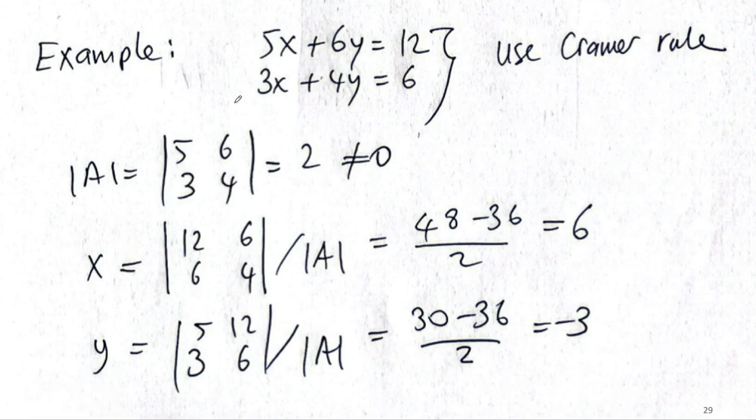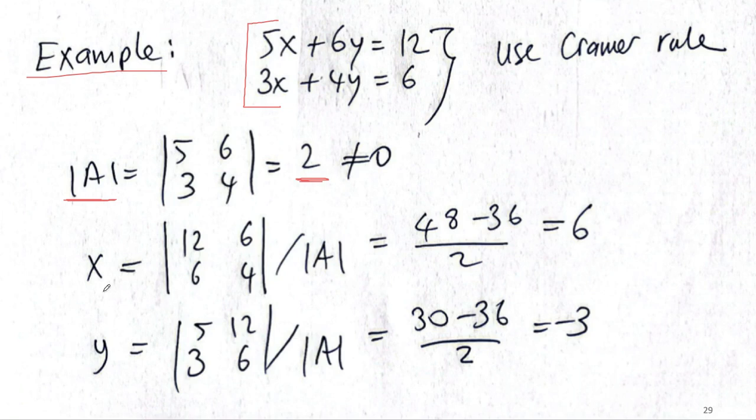Okay, here is another example. Suppose this time we have a 2 by 2 system, with X and Y as the unknowns, and use Cramer's rule to solve this system. As usual, you first write down the matrix A and calculate the determinant of A. 5, 6, 3, 4, these are the coefficients. The determinant equals 2, which is not equal to 0, so we can go ahead and calculate X and Y.